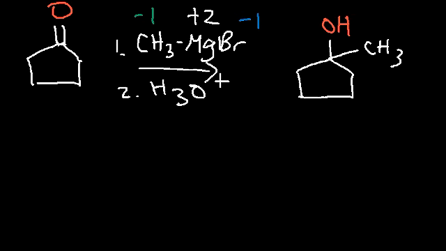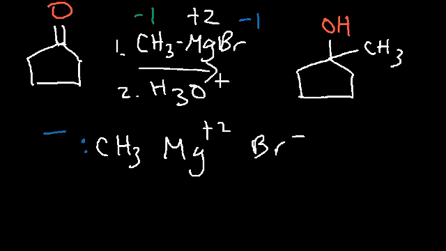You could think of methyl magnesium bromide as being a combination of a methyl carbanion, a magnesium +2 ion, and a bromide ion, just all connected together. It just helps you to see that this carbon is nucleophilic. It's the one that's going to attack the ketone.